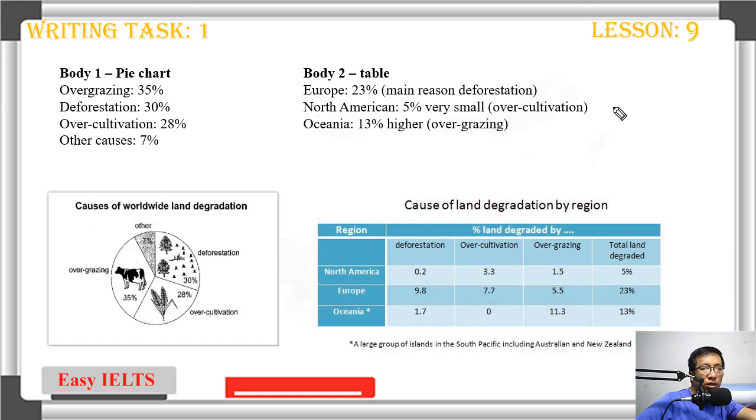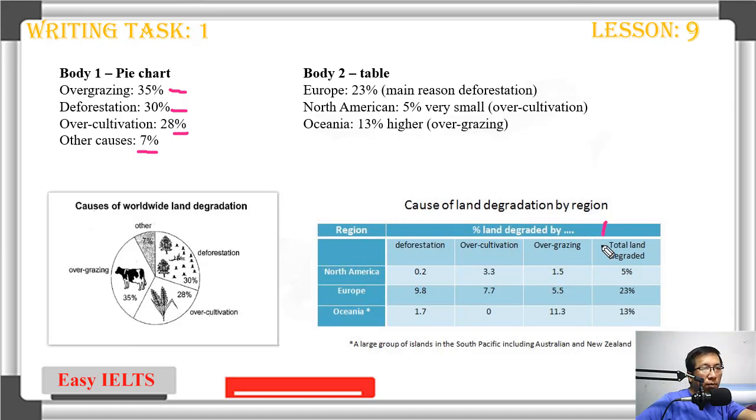Okay, so now we're going to lay out our body 1, body 2. And again, for the mixed chart, it's very simple, very easy to do. Body 1, you talk about the first chart. Body 2, you talk about the second chart. Okay, but look at the first chart, you can see the cause of the land degradations, over-grazing 35%, deforestation 30%, over-cultivation 28%, other causes 7%.